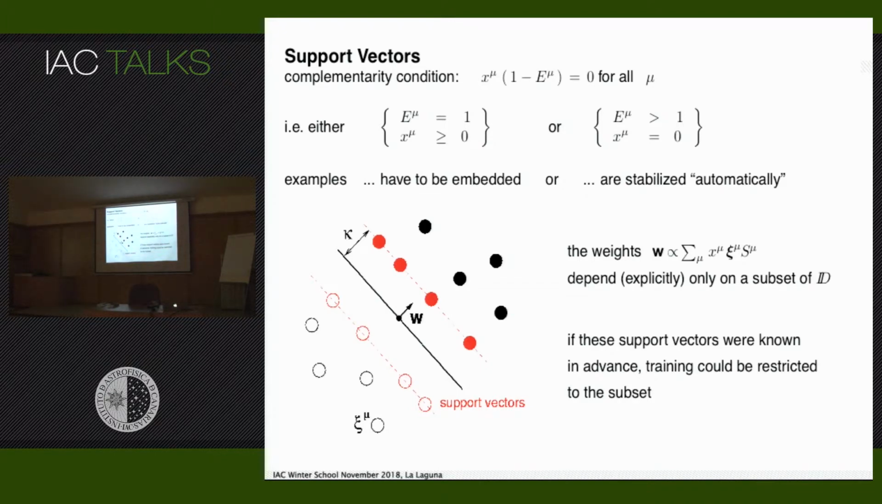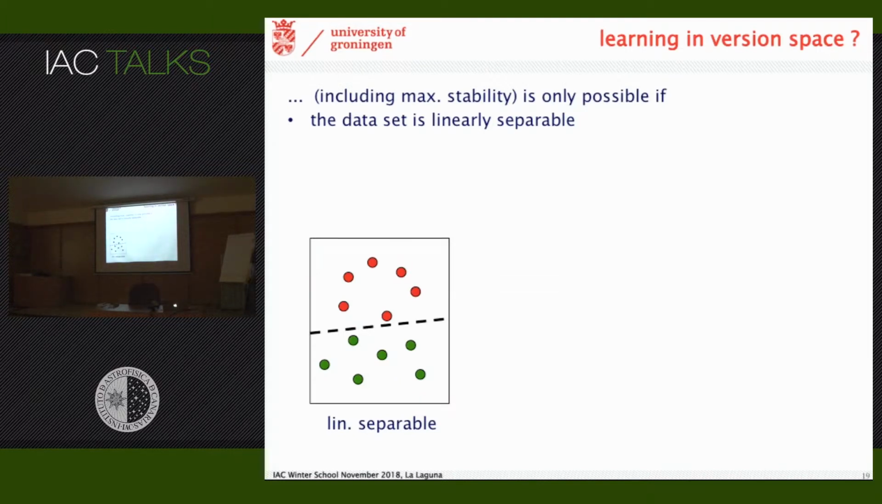So if these support vectors were known in advance, training could be restricted to the subset of vectors. Unfortunately, we don't know that beforehand. The training finds out which vectors are support vectors and which are not. So that makes the thing more difficult, but still, in the end, we get this very elegant solution that only part of the data is used to support the weight vector, and the rest of the data is accidentally stable. It's not accidentally, because we choose the plane to make them stable, but they don't enter explicitly the weight vector. Okay. Now, what we've talked about so far is learning in version space, including maximum stability as one possible solution.